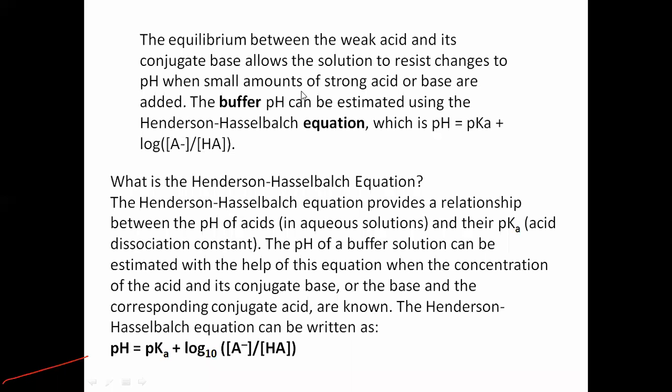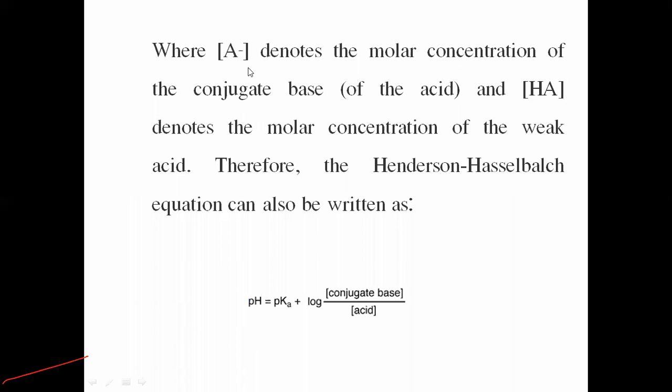And the Henderson-Hasselbalch equation can be written as pH is equal to pKa plus log to the base 10 of the concentration of A minus ion. What is A minus ion? The concentration of A minus ion denotes the molar concentration of the conjugate base of that acid, and HA belongs to the concentration of that weak acid itself. So therefore, the Henderson-Hasselbalch equation can be written as pH is equal to pKa plus log of the conjugate base over the acid.